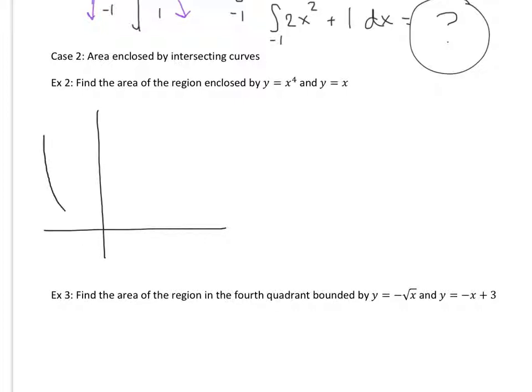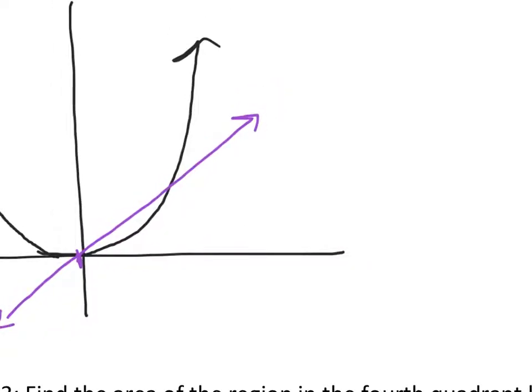It's a little bit wider than a parabola. No, it's the opposite. It's a little bit more narrow than a parabola, my bad. And then y equals x looks something like that. So we're looking for the area of this little intersecting region, which is pretty small. Let me do that in green. So we're looking for this area.